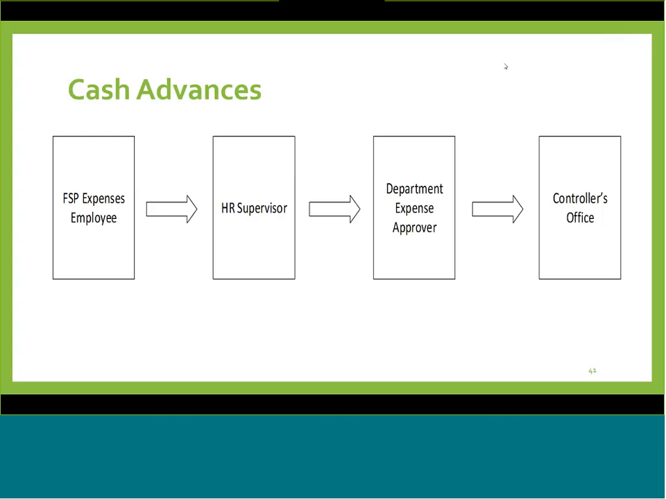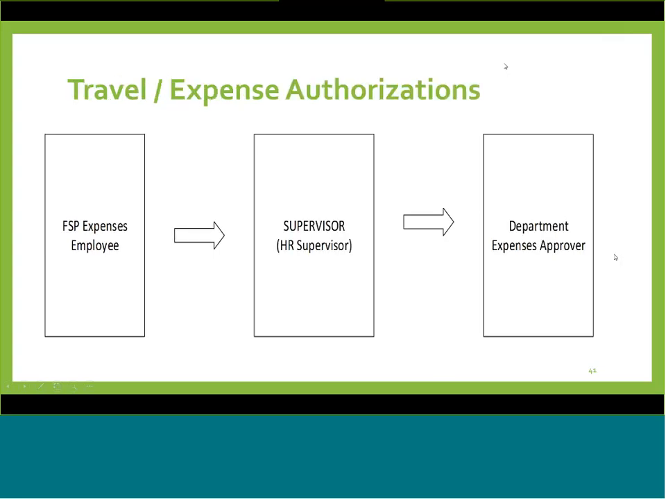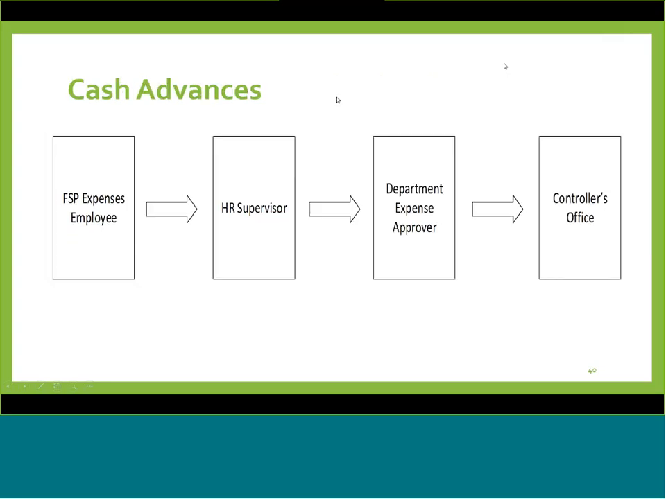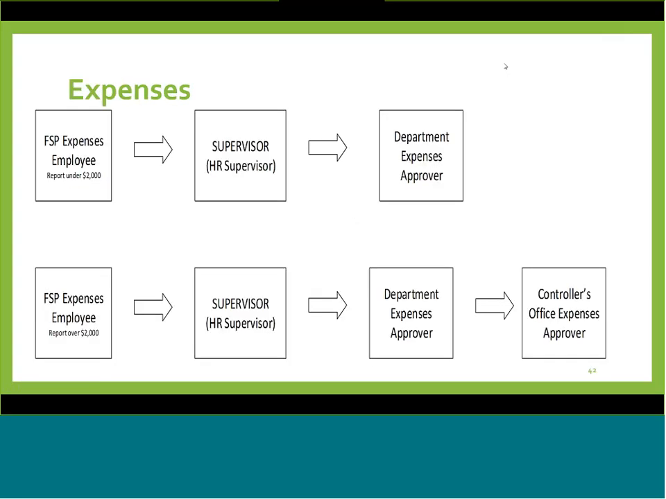It goes to your department expense approver, and then it goes to the controller's office, because the controller's office says you can only have one cash advance, and it has to be completely closed out before you can have another cash advance. So they're the final approval for any cash advances. Okay. So what's notable is that in the previous slide, we don't have the controller's office involved at all. No. With the cash advance, we do. Yes. Okay. Great.